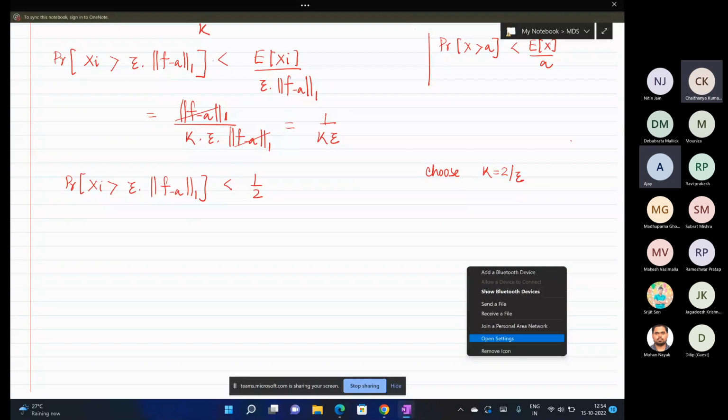Yes. So here it doesn't depend on the size of k, right? No, it depends on the size of k. So there is one parameter epsilon here, and k depends on this: 2 by epsilon. Is there any specific reason for choosing 2 by epsilon? No specific reason. You can take any constant.